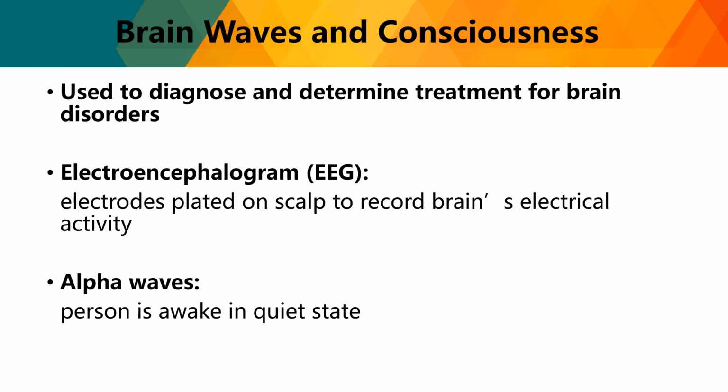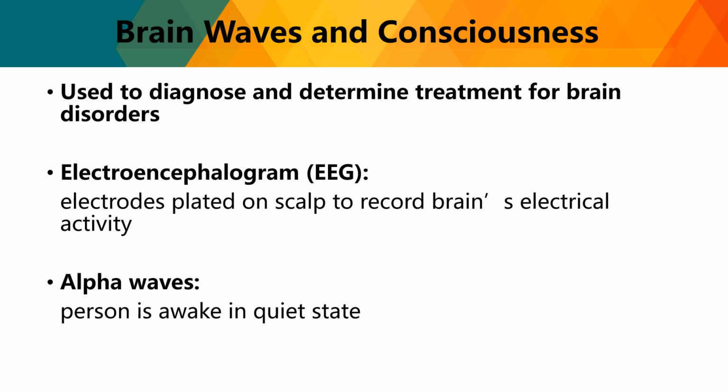Okay, so the brain waves and consciousness. These are used to diagnose and determine the treatment for brain disorders. So electroencephalogram, or EEG, is being used. These are electrodes placed on the scalp to record the brain's electrical activity.